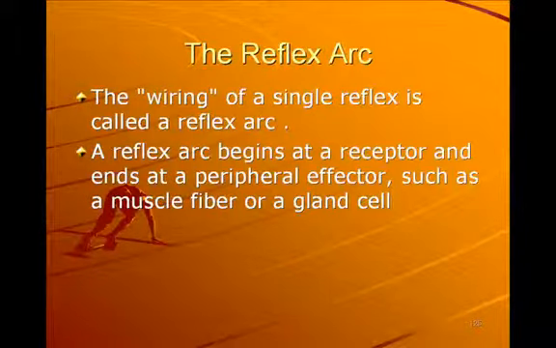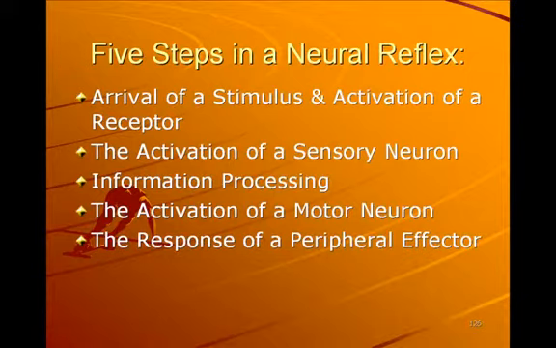There's another system called the reflex arc. The wiring of a single reflex is called a reflex arc. A reflex arc begins at a receptor and ends at a peripheral effector, such as a muscle fiber. So again, it begins at the receptor and ends at a peripheral effector. Five steps are involved in a neural reflex: arrival of a stimulus and activation of a receptor, activation of a sensory neuron, information processing, activation of a motor neuron, and the response of the peripheral effector.